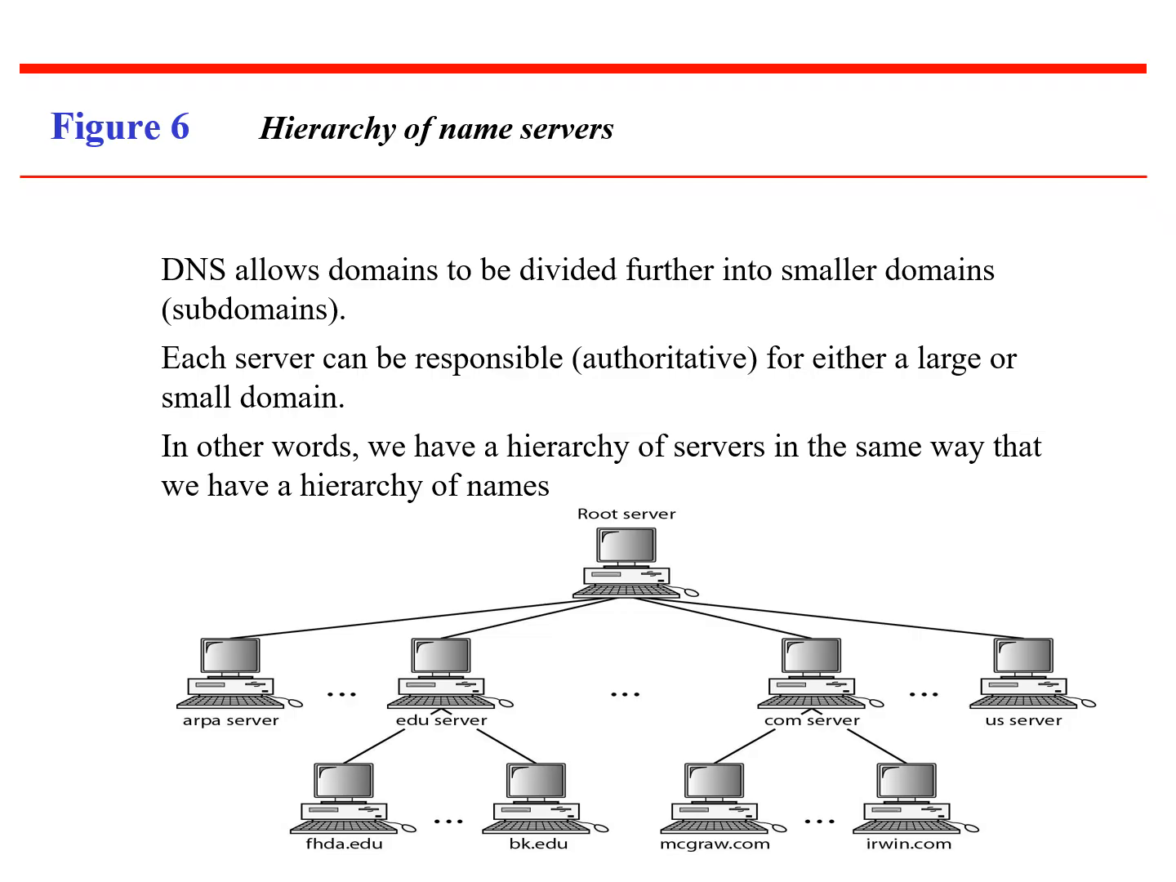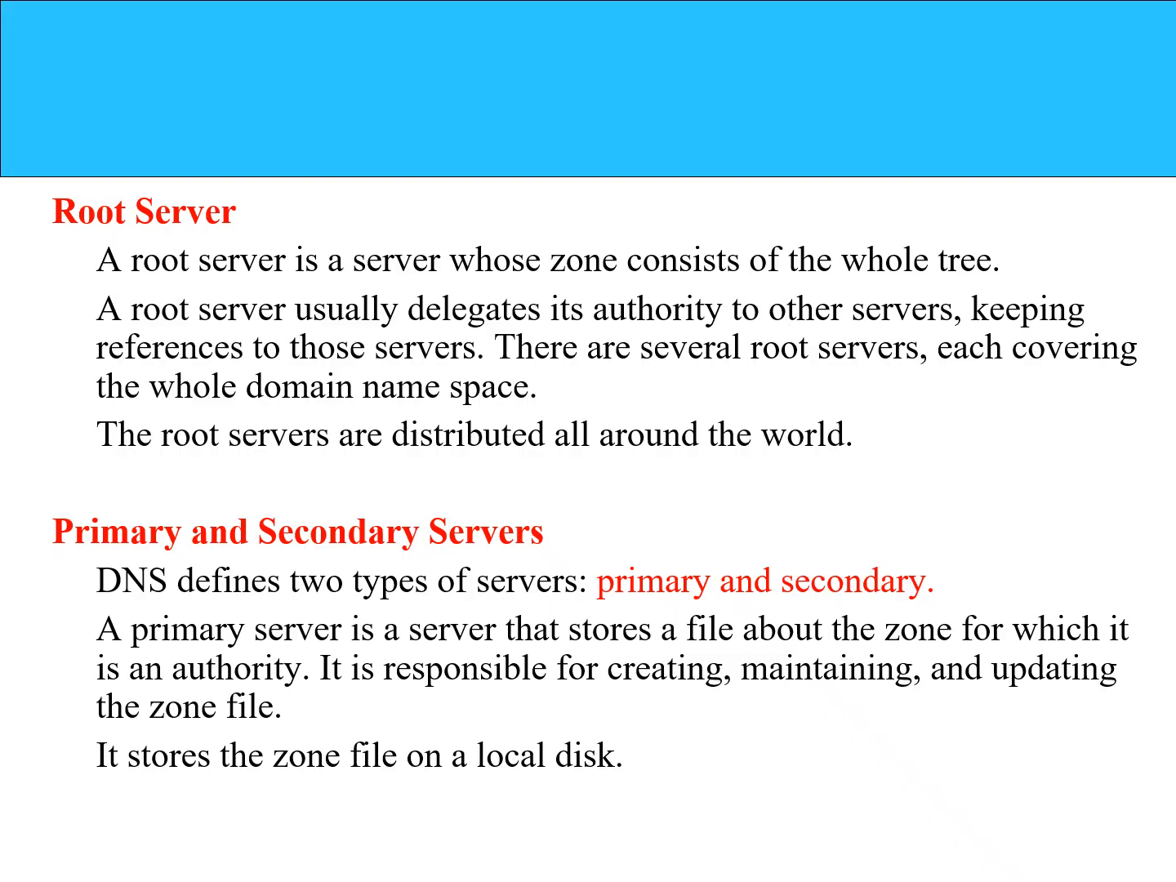So here we can see there is a root server. Under the root server we have some devices, and under this we also have a number of devices. A root server is a server whose zone consists of the whole tree. A root server usually delegates its authority to other servers, keeping references to those servers. So there are several root servers, each covering the whole domain namespace. The root servers are distributed all over the world.